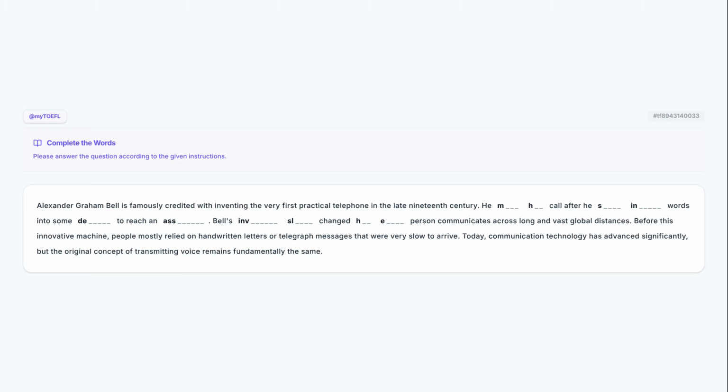Welcome back to our TOEFL preparation series. Today, we are mastering the Complete the Words task, a challenge that tests your ability to synthesize context and vocabulary under pressure. We will look at how to use surrounding sentences as anchors to predict missing terms accurately. Let's dive into this academic passage and sharpen those reading skills together.